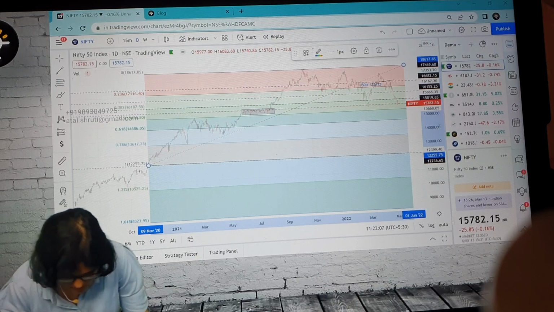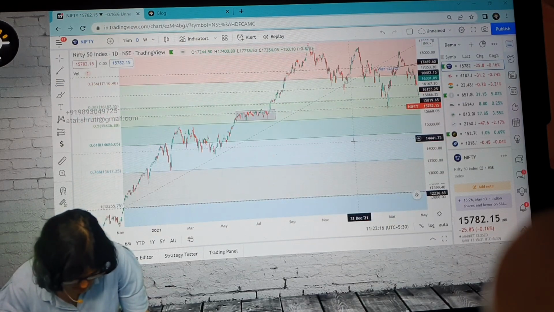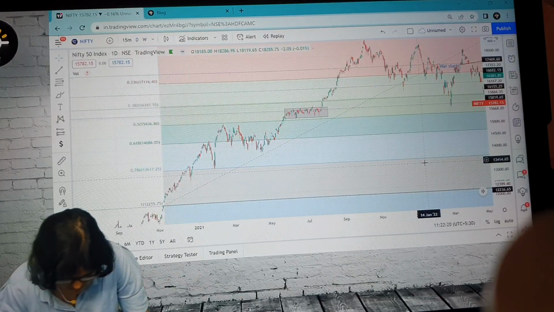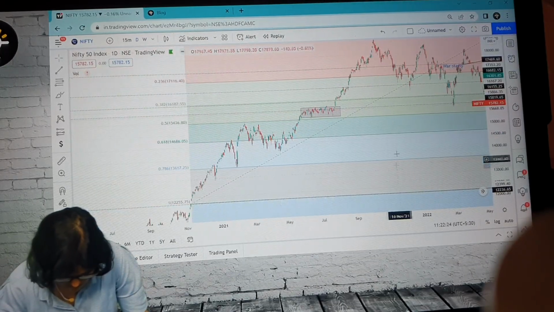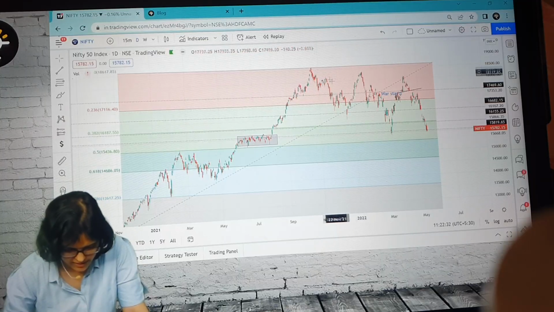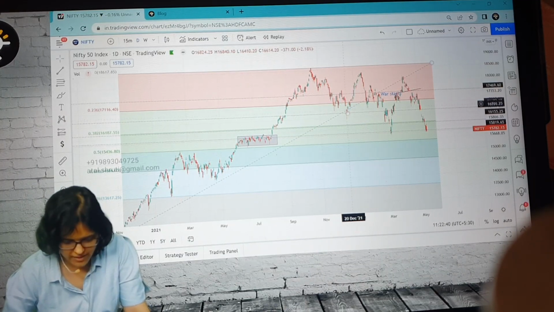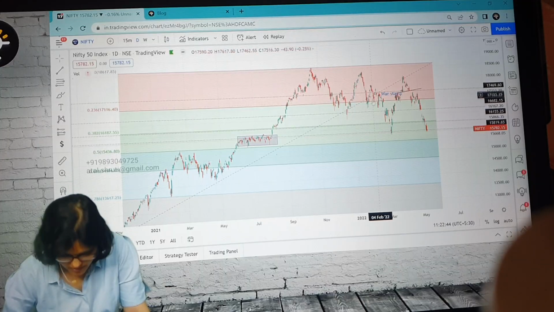Now I'm just focusing on the levels. I'm zooming this. Everyone see this. So it came to here. Ideally it retraced till here. Actually it retraced till here, and then some retest. Again a downward journey. But again it saw an uptrend, again spending some time here.